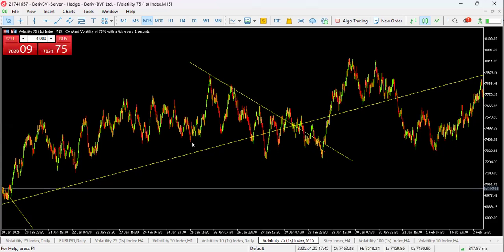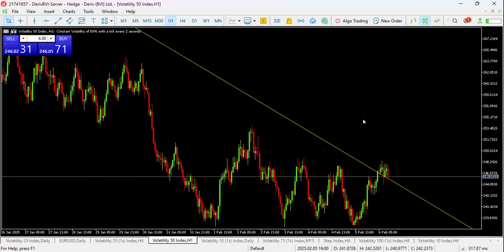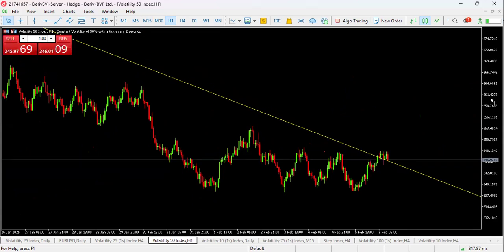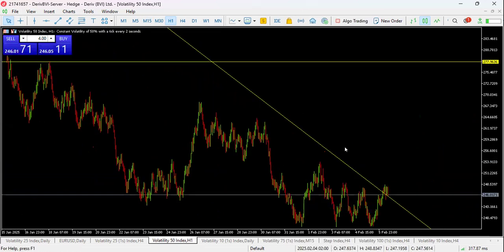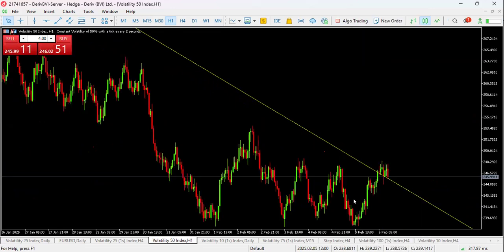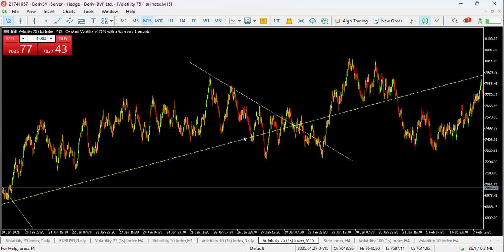Let me show you another example. Let's check another trade. All right, for instance, this market. Let me see if I can spot that fake breakout here. So when you see such a breakout, what do you do? You just come back here.